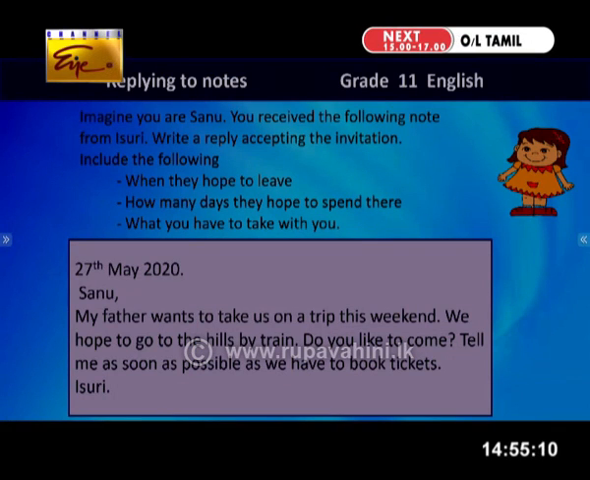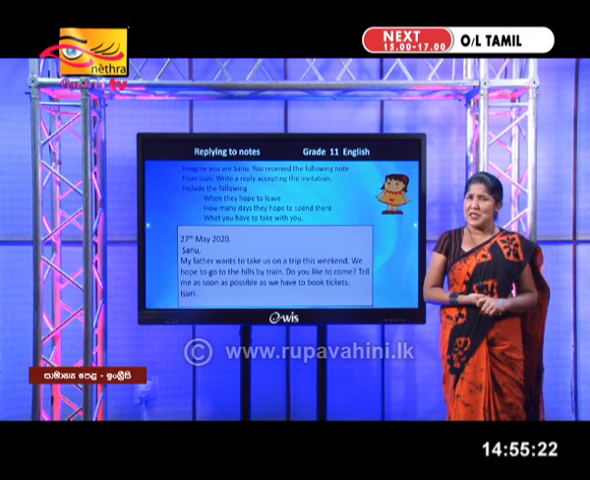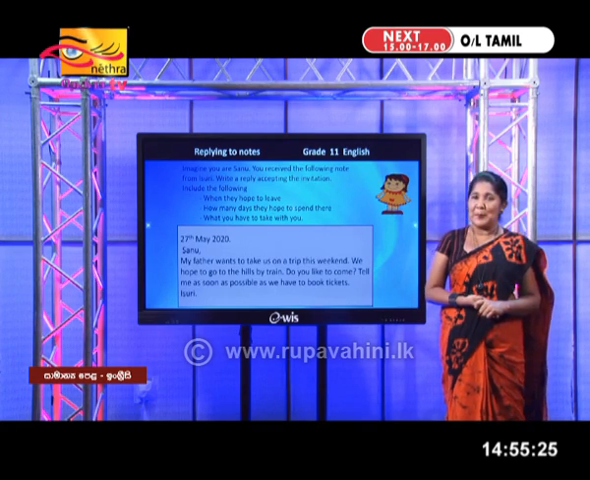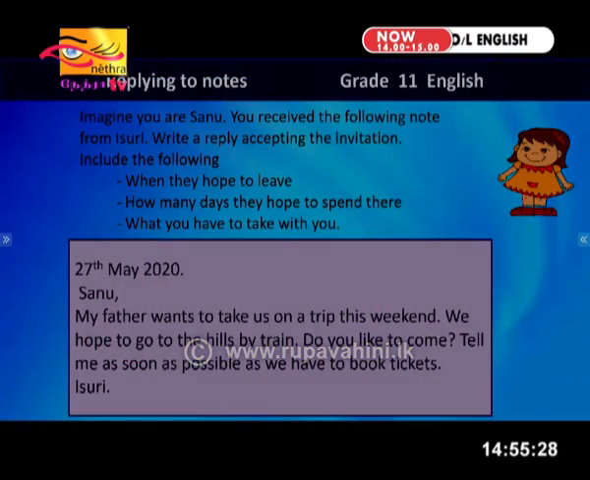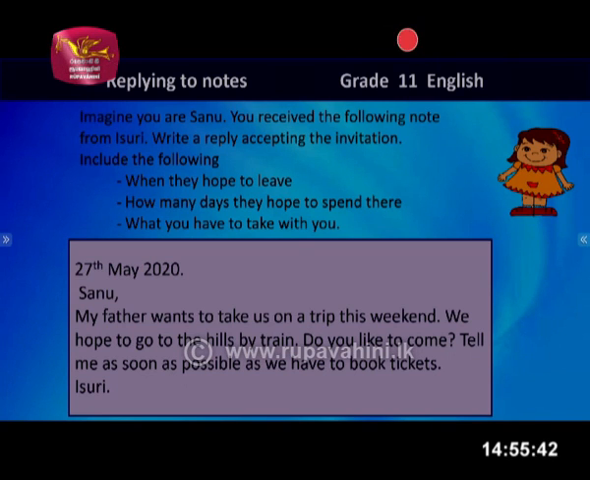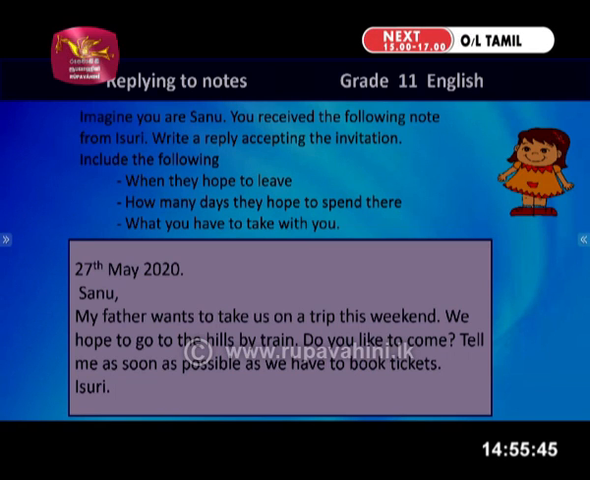Here are some different guidelines, different instructions, and then another note. The format of the note is same. But shall we read the instructions now? Yes. Imagine you are Sanu. Now you have to play the role of Sanu. You receive the following note from Izuri and then write a reply accepting the invitation. So we should know what is the invitation about. Before reading the guidelines, let's go through the note.